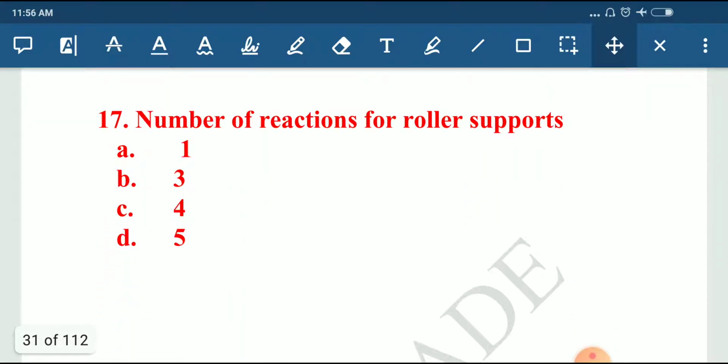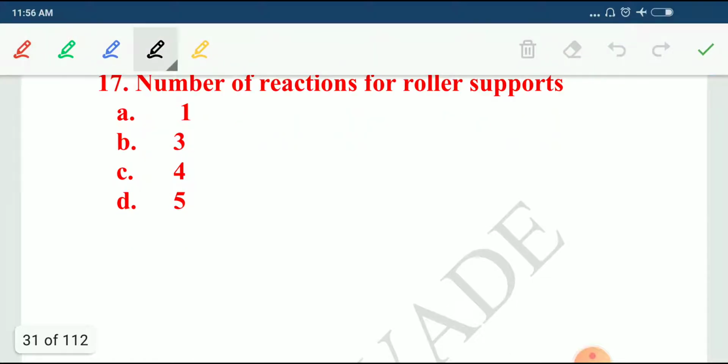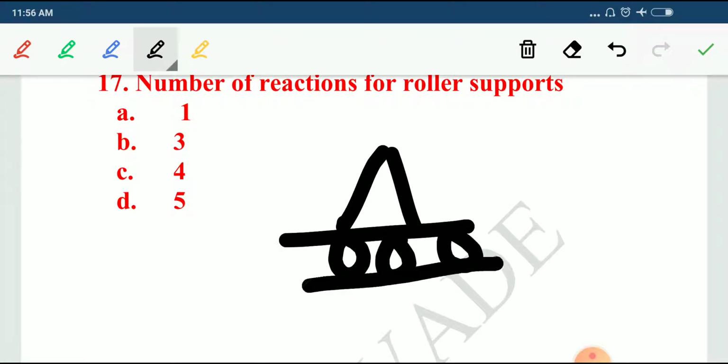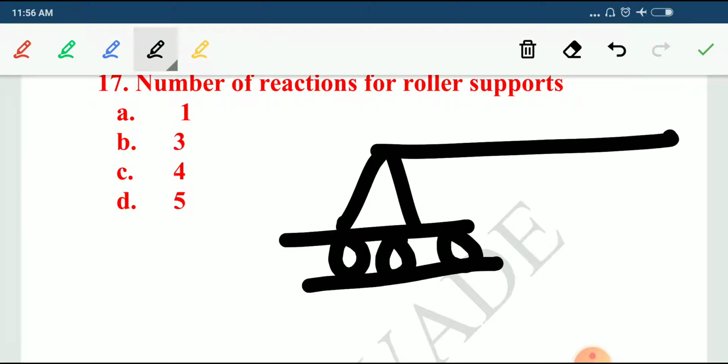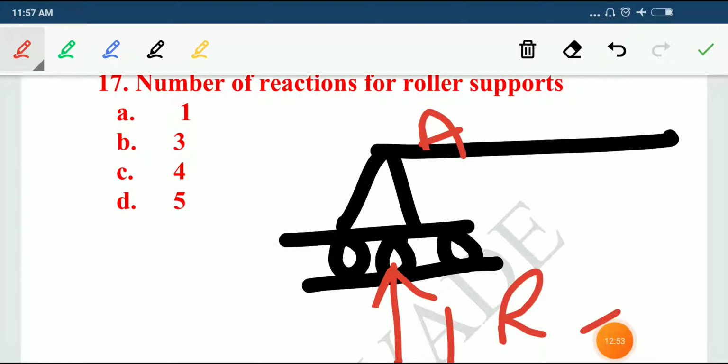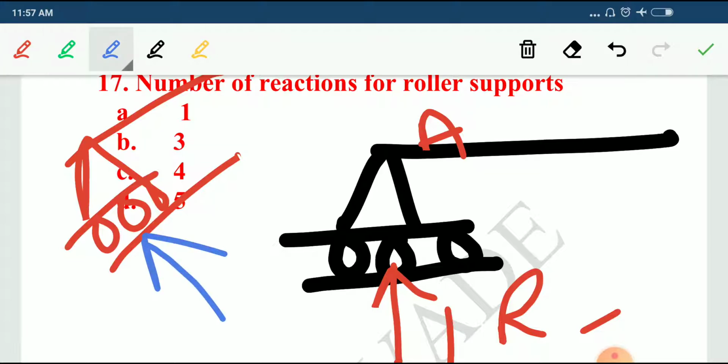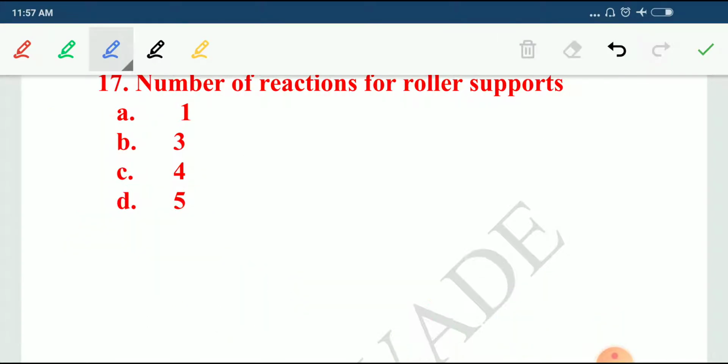Next, the number of reactions for the roller support. How is the roller support shown? The roller support will be like that. This is called a roller support. How many reactions in the roller support? Only one reaction, and it is always perpendicular to the base. If the roller is inclined, the reaction is still always perpendicular to the base. This is the one thing you have to remember. It will not be vertical.